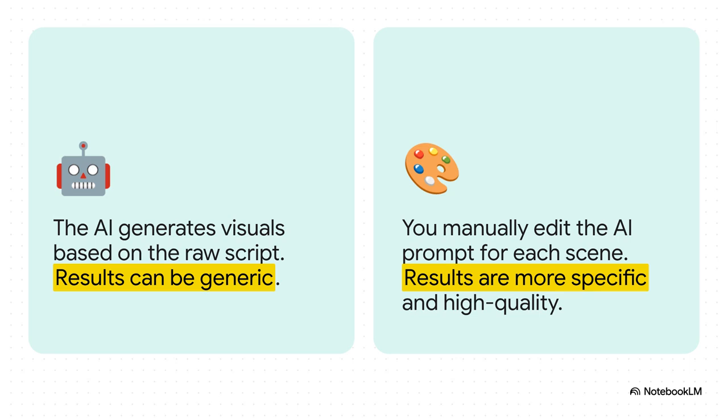If you just let it run on autopilot, the AI is just looking at the script text, and the images can be, well, a little generic. But if you jump in and manually edit the prompt for each scene, you can add details about the camera angle, the lighting, what Superman's face looks like. That is how you go from a basic slideshow to a really compelling visual story.